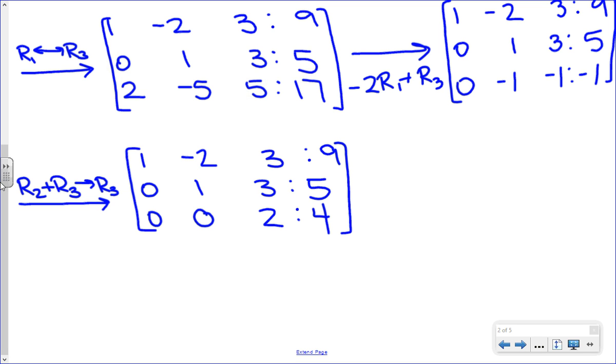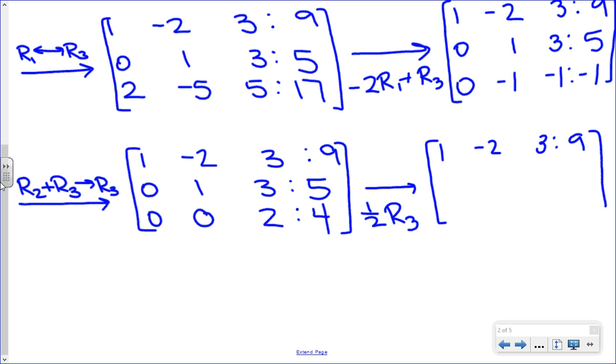Okay. Now here's where I say try not to divide unless you have to, right? We need this to be 0, 0, 1. And so we're going to cut row 3 in half. We have made it to row echelon form.